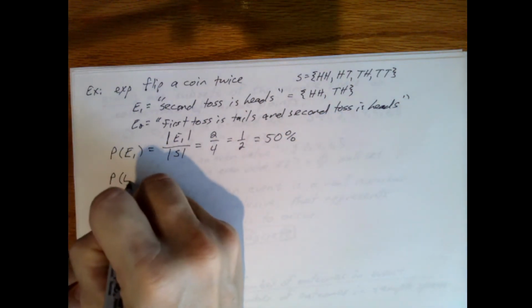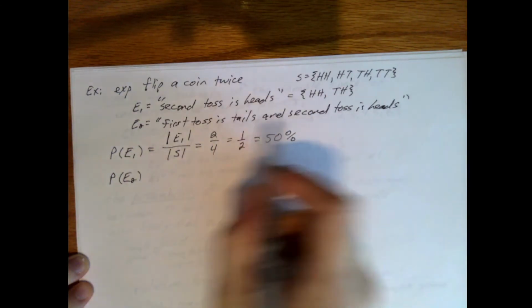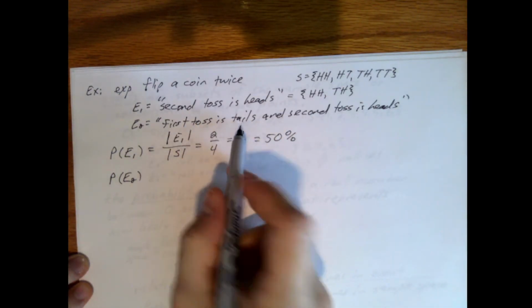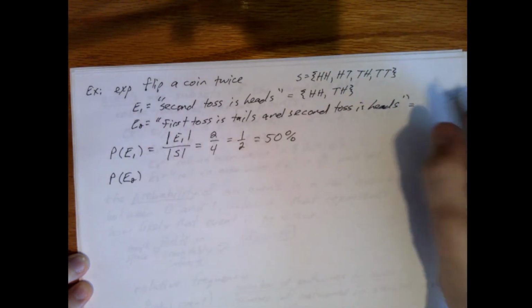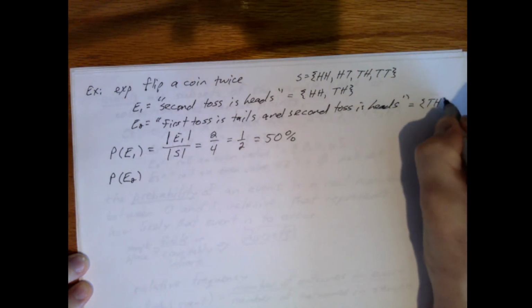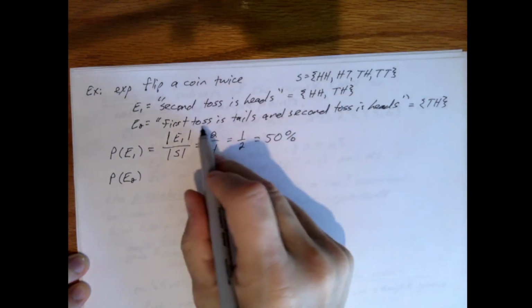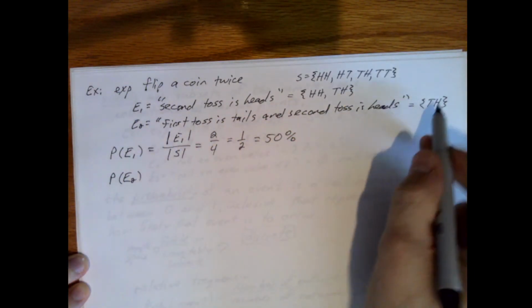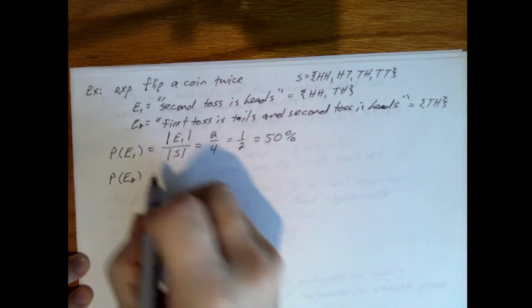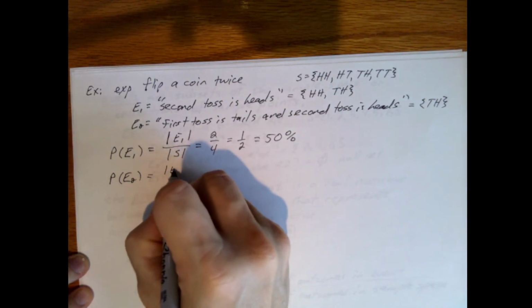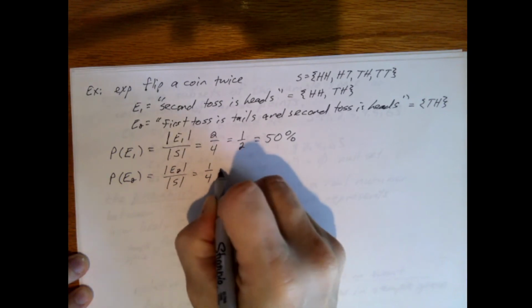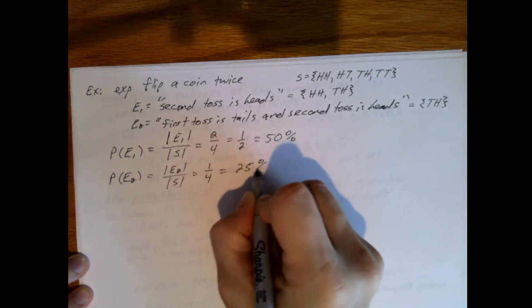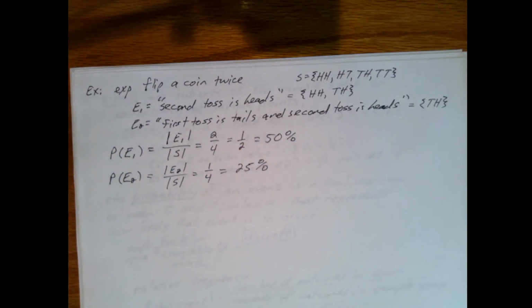In the second case, though, we narrowed things down a little more. We said the first toss had to be tails. And so what was that? Well, tails heads. So that's the only outcome that matches the second event. So that's 1/4, or 25% probability. And hopefully that makes sense to you, looking at that example.